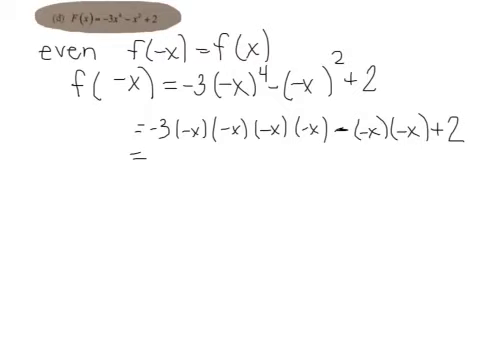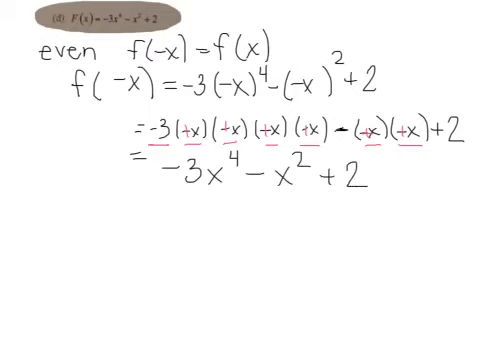These two turn to positive. And these two, a negative times a negative is a positive. So does this negative 3 right here stay a negative 3? Yes, because negative 3 times x to the 4th, because these are all positives now, remains negative. So this simplifies to negative 3x to the 4th. Nothing changed there. Let's look at this one. These two are both negative, so they make a positive. So this negative doesn't change, that first negative right there, so it's minus x squared plus 2.